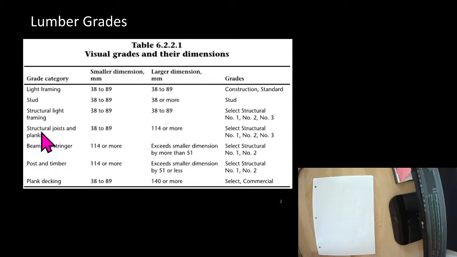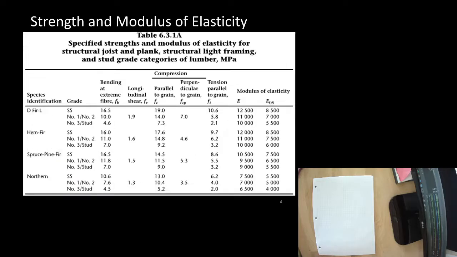Now, you can see right here that it says structural joists and planks. It's probably this one, but let's just make sure. We have 38 as our smaller dimension and something greater than 114, and we have a grade of number one, number two. So it does seem like we fit the structural joists and planks category. Whatever table includes structural joists and planks is the one we would need. Let's see. Table A, structural joist and plank. This seems like the table we're going to need.